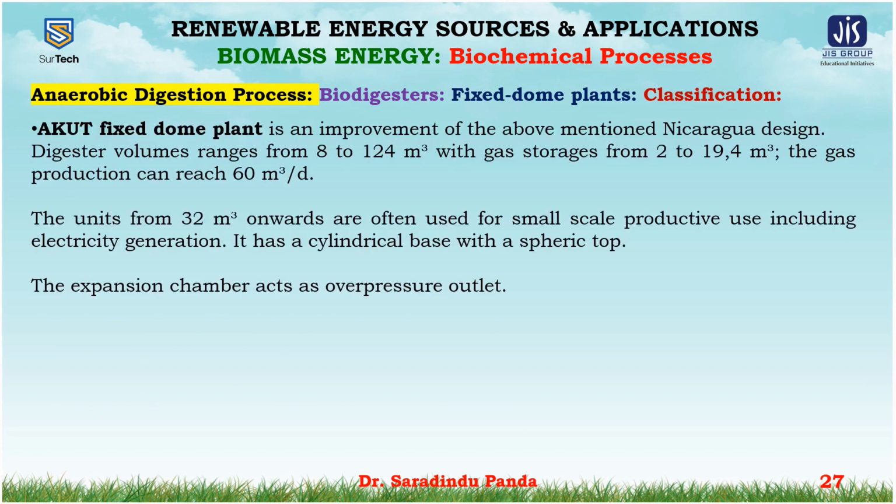Next one is the Deenbandhu fixed dome plant, which is an improvement of the above-mentioned Nicaraguan design. Digester volumes range from 8 to 124 meter cube with gas storage from 2 to 19.4 meter cube. The gas production can reach 60 meter cube per day. The units from 32 meter cube onwards are often used for small scale productive use, including electricity generation.